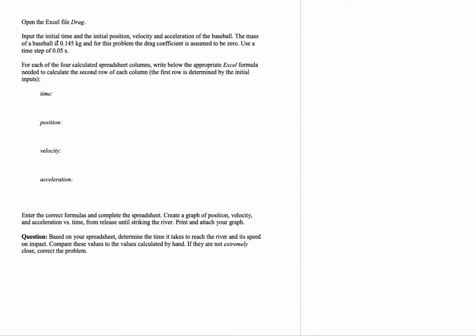Alright, so it says input the initial time, initial position, and initial velocity, all that stuff, into your spreadsheet. They give you a mass of the baseball, and for this problem, assume the drag coefficient is nothing because we're not going to include drag the first time. And use a time step of 0.05. Now it's saying here, could you, for each of the 4 calculated columns, write the appropriate Excel formula needed to calculate the next row. Let's see, first row is determined by the initial inputs.